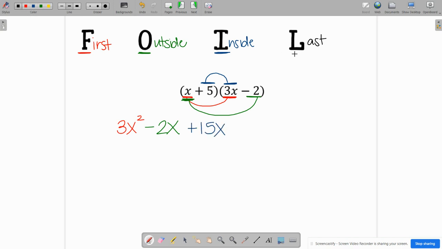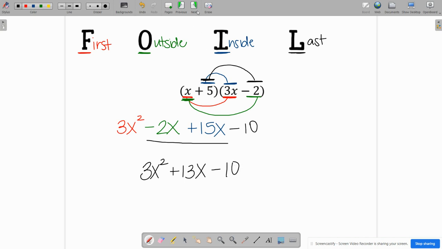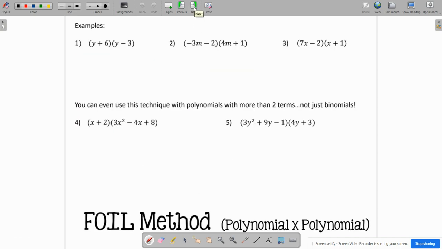And then the L stands for last. That means the last term of this polynomial times the last term of this one. So in this case, 5 times negative 2, which is negative 10. Following FOIL, first, outside, inside, last, ensures that we have multiplied every term in the first binomial times every term in the second. Now, this is not our final answer. We do want to make sure that we simplify it completely, and I can see that I have two like terms here to combine. So our final answer would be 3x squared, negative 2x plus 15x is plus 13x, minus 10. So there are some problems in your flip book that you can practice with.